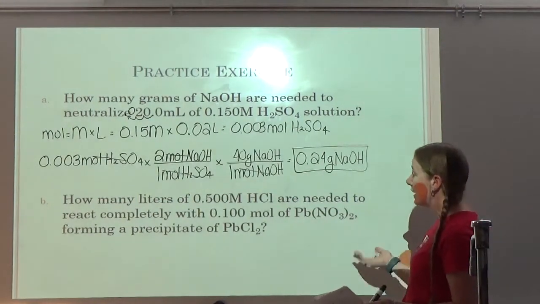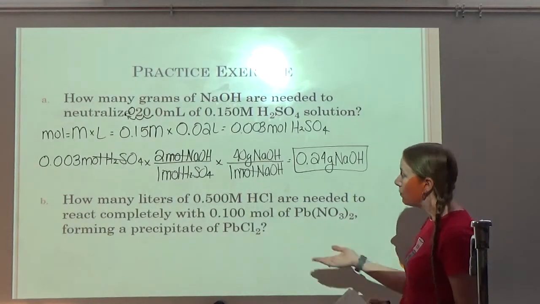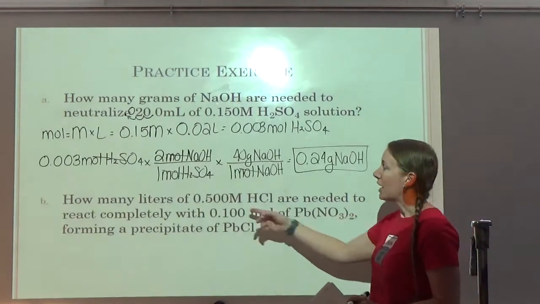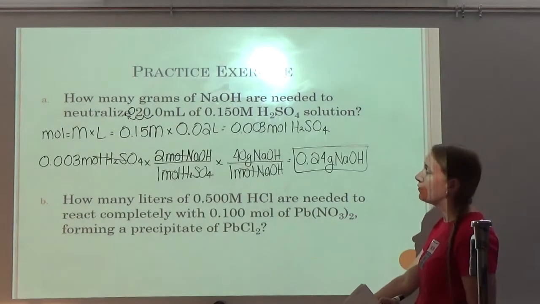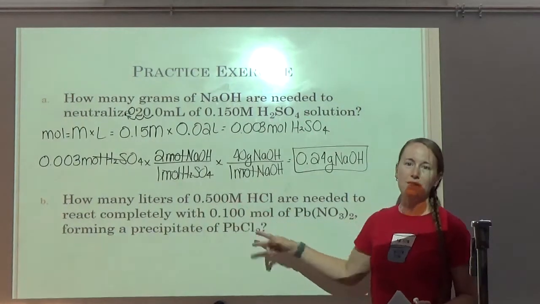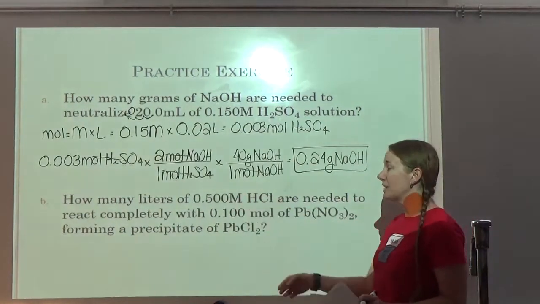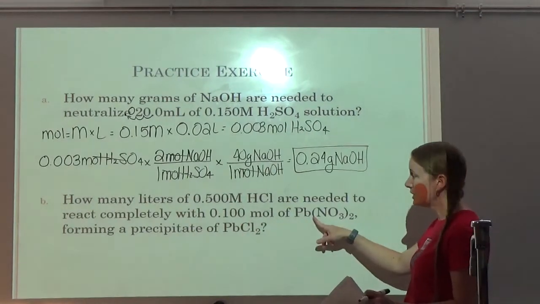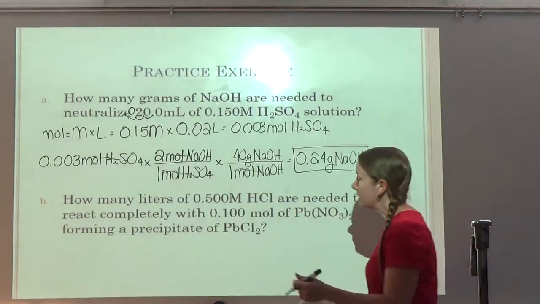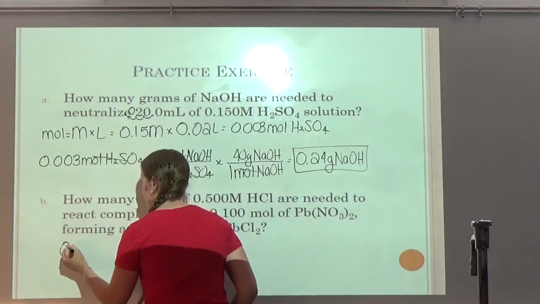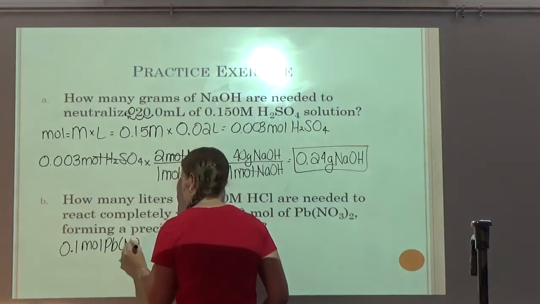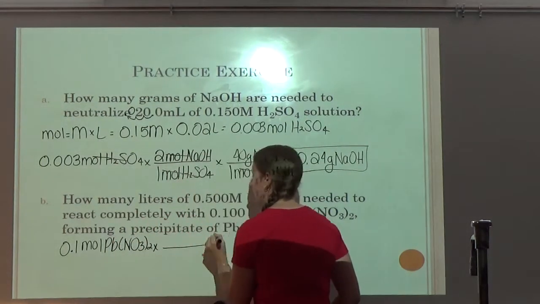Okay, so if you notice, I have 0.1 moles of lead-2 nitrate, and I'm looking for how many liters of 0.5 molar HCl. So in other words, I need to figure out how many moles of HCl I need so I can use that formula. So I'm going to start with my 0.1 moles of the lead-2 nitrate. That's what I'm going to start with.